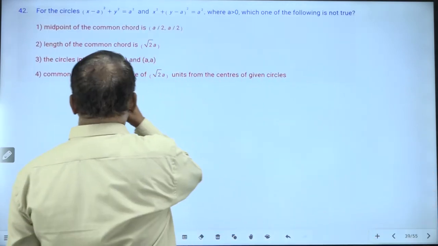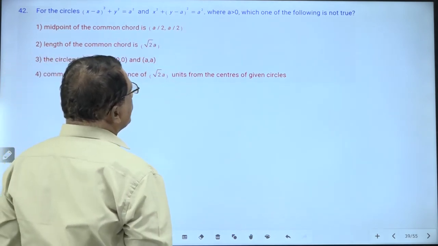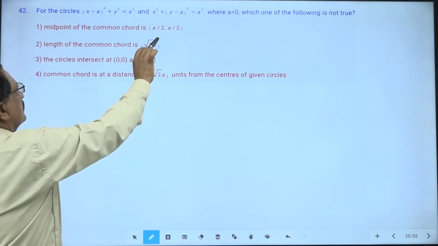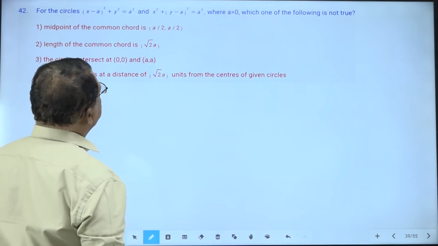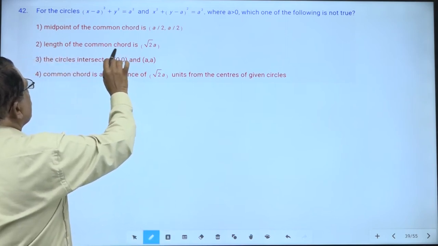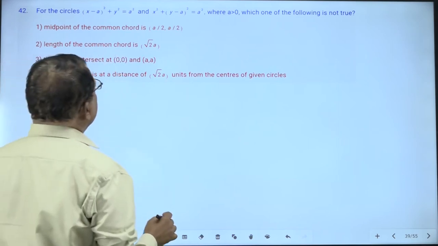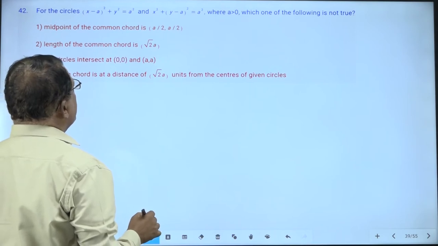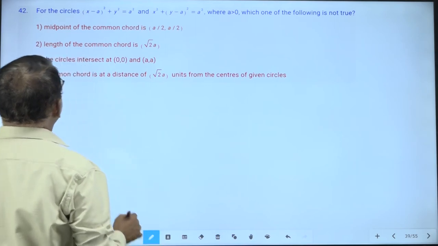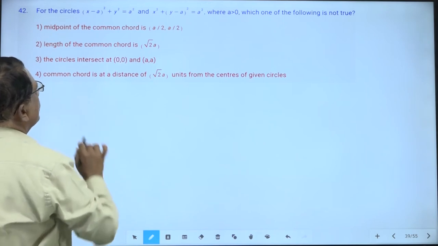Next. For the circles, which one of the following is not true? Midpoint of the common chord is (a/2, a/2). Length of the common chord is... if the circles intersect at (0, 0) and (a, a).